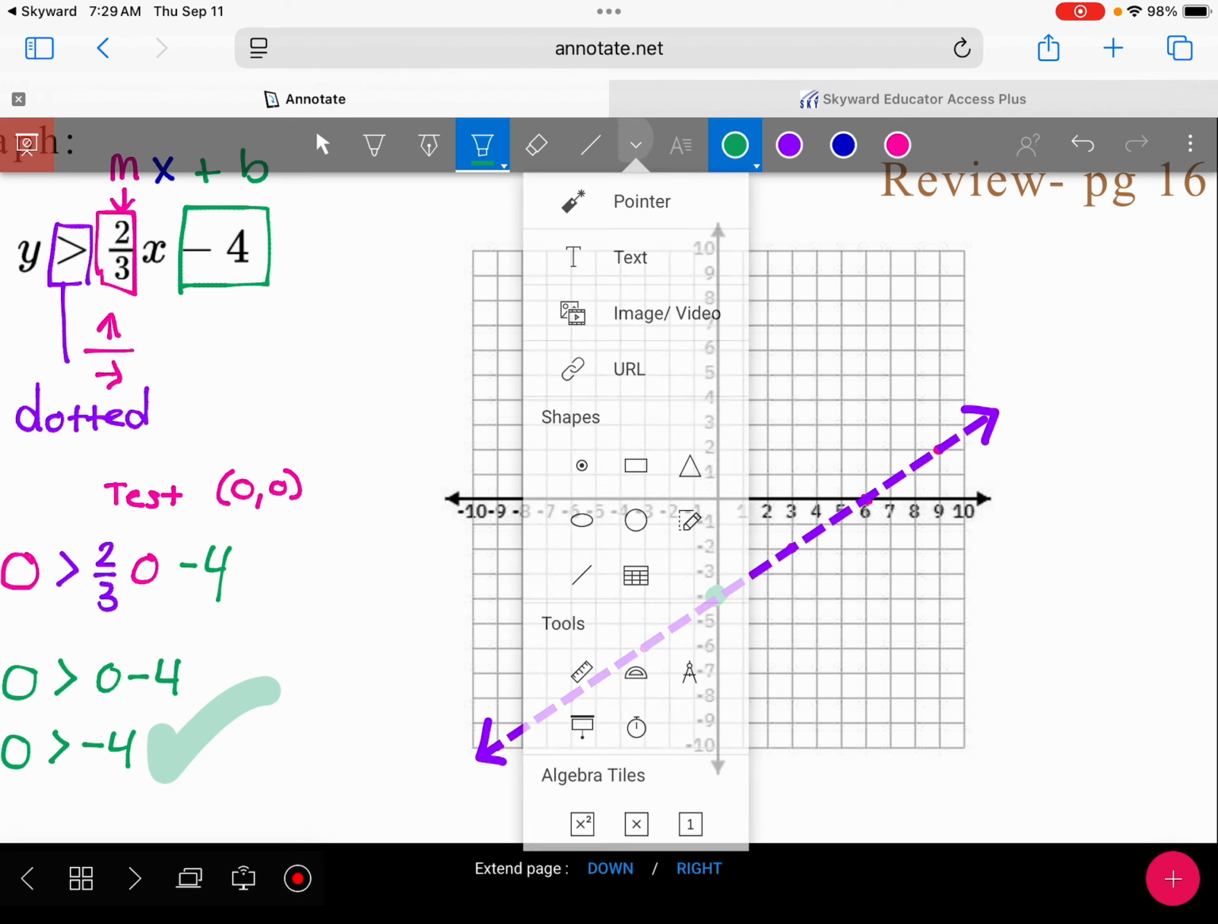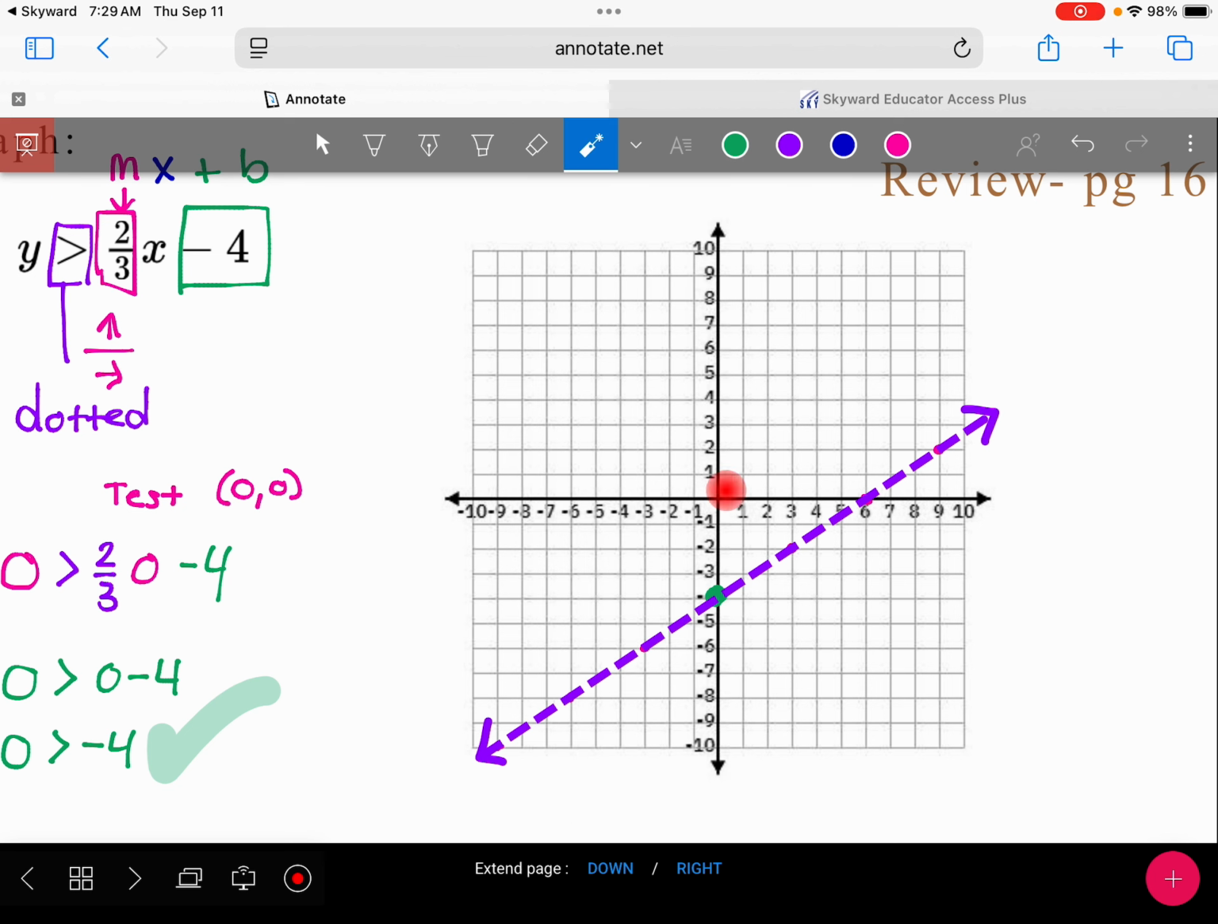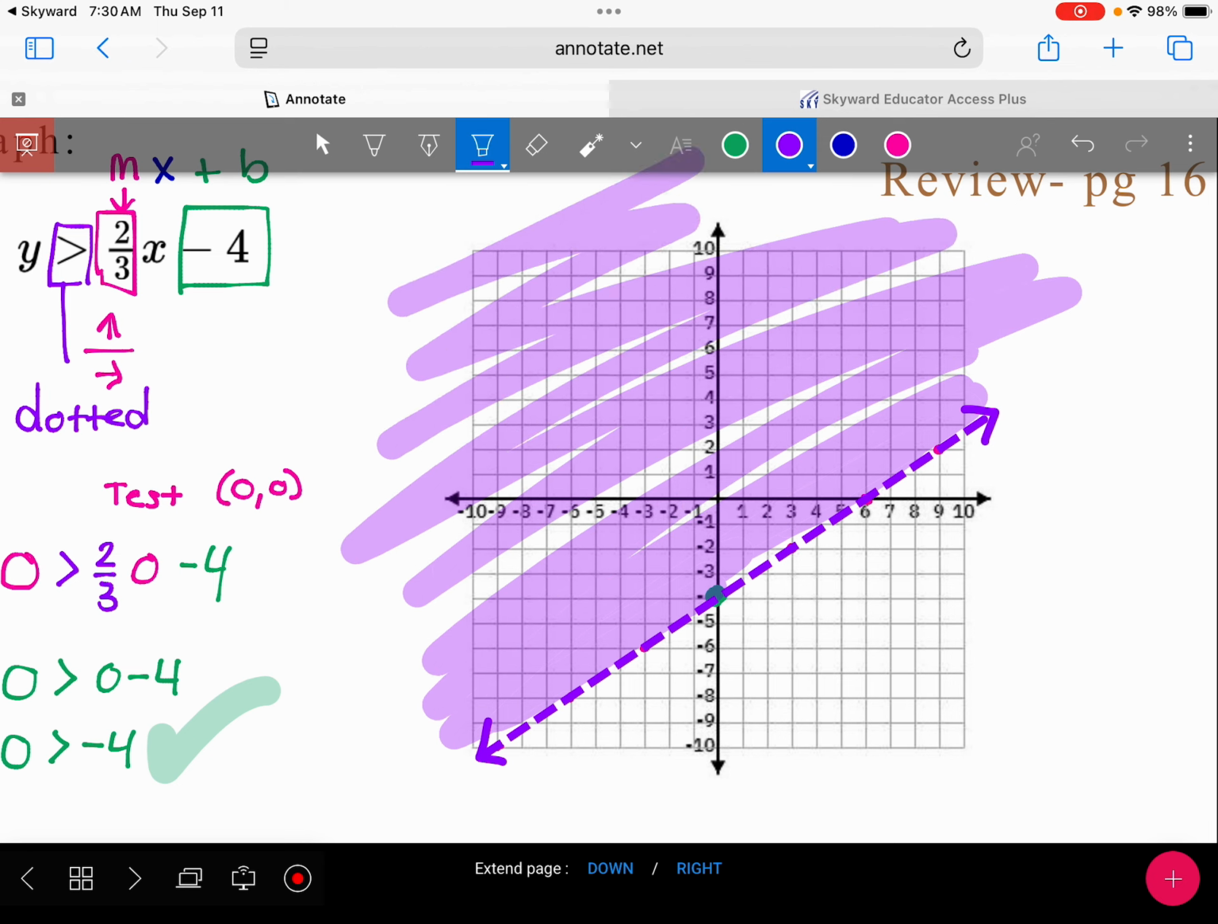So since 0, 0's testing is true, that means I want to shade where this point is. So everything over here is going to be where my solutions are. So we're shading this side of the line. And again, it does not have to be perfect, but you want to get the point across. If you want to use the color pencils for this one, totally cool. It's not until we get to technically the next page that we really need to use both.